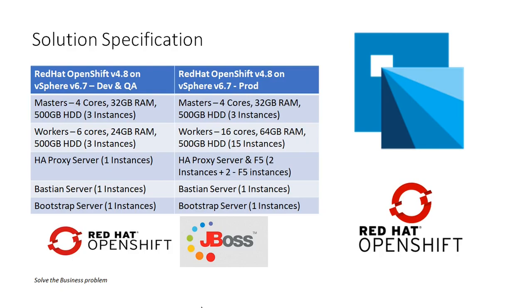Moving next. On the solution side, the design goes with changes in the number of nodes and resource allocation for the specific environment. Development and QA environments go with 3 masters and 3 workers, each with 6 cores. But production goes with 16 cores and 15 worker nodes.